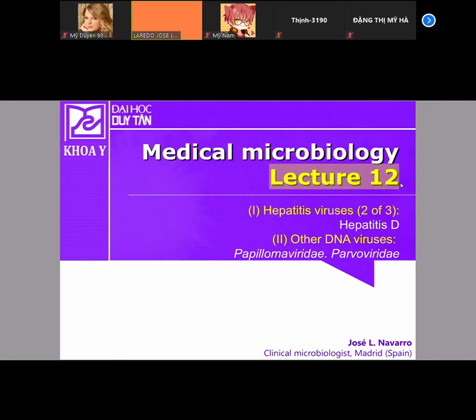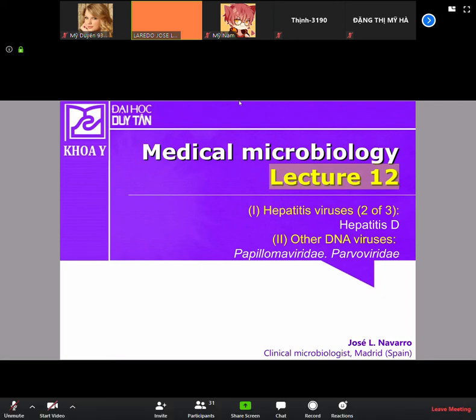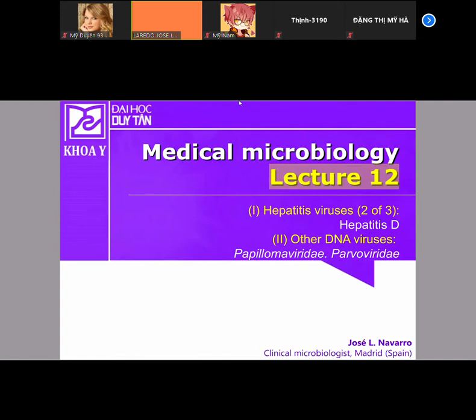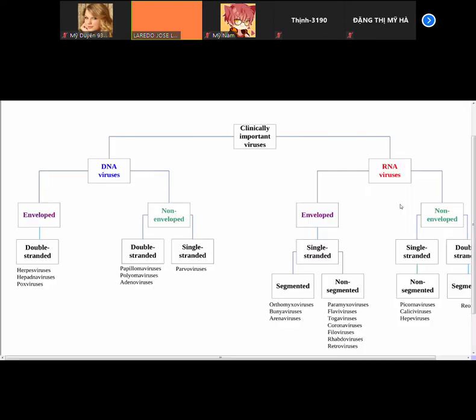We are going to continue with the study of DNA viruses, but we have to do something before that. Look. We follow this picture for the study of viruses. We have studied DNA viruses with envelope, double-stranded. We have studied herpes viruses and hepatitis B. Unfortunately, it's very sad, but we don't have enough time to study pox viruses. We don't have time, so we don't say anything about them.